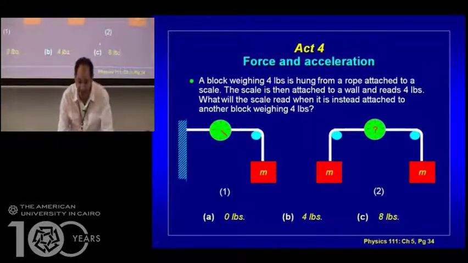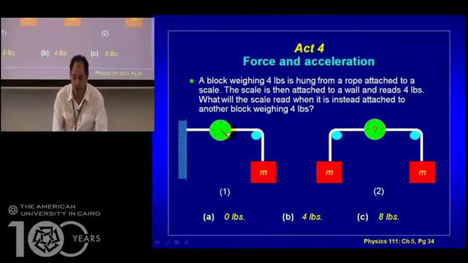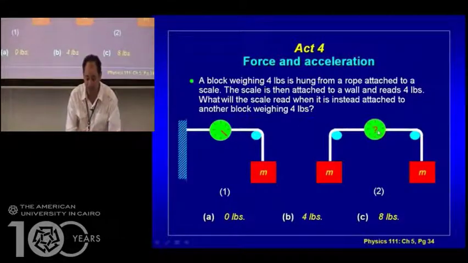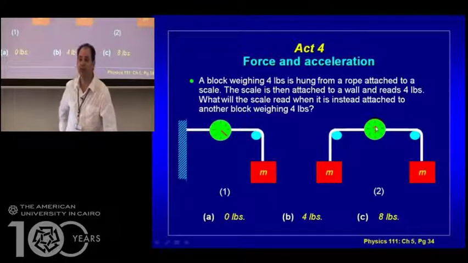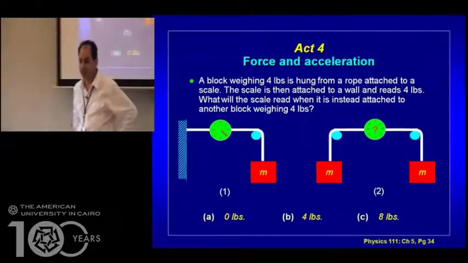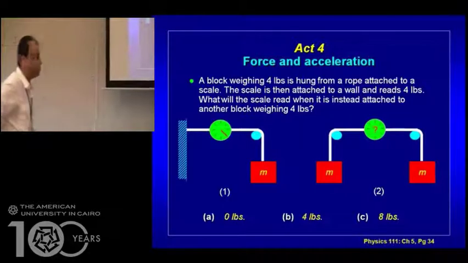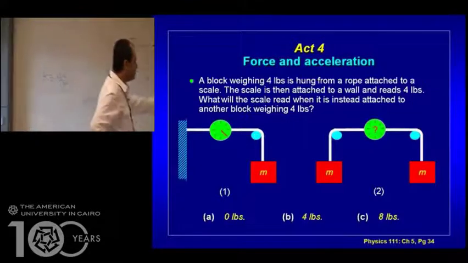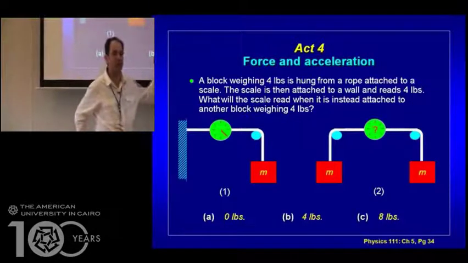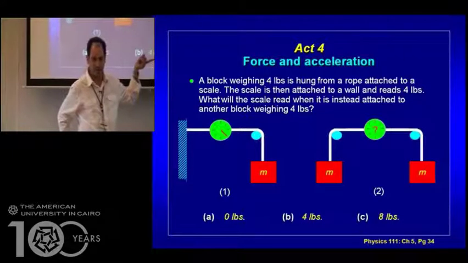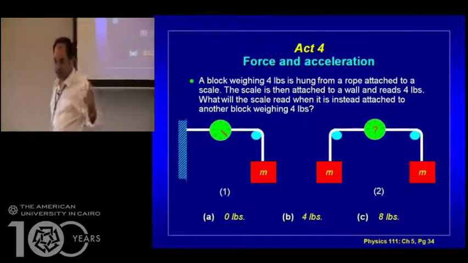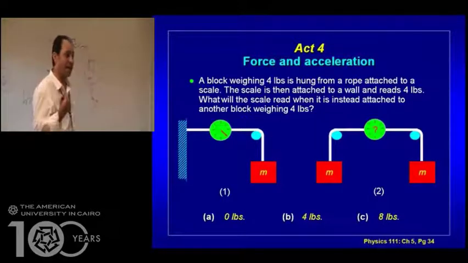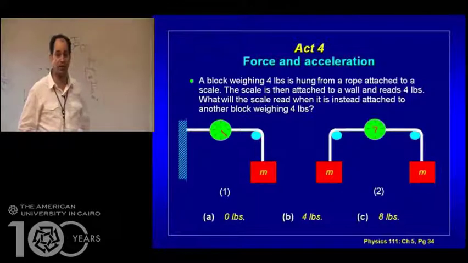The scale in that case reads 4 pounds. And we need to find out what will be the reading of the scale in case number 2, when you have two masses attached to it. I have put 4 answers. Most of the time when we put answers, each one of them carries a misconception except one, the correct one. That's why sometimes the numbers all make sense: 0, 4, and 8. Two of them carry misconceptions, and the third one is the correct one.